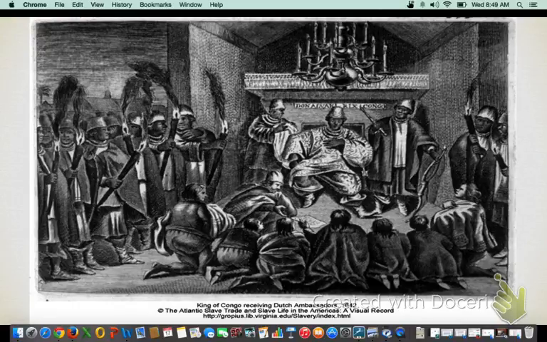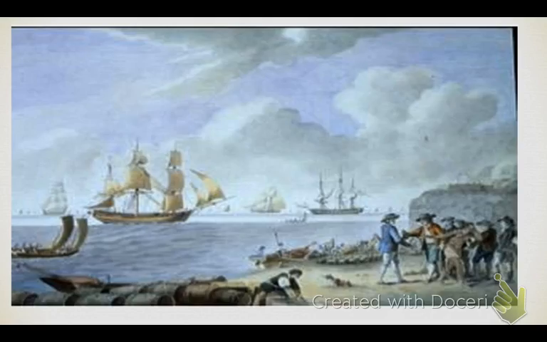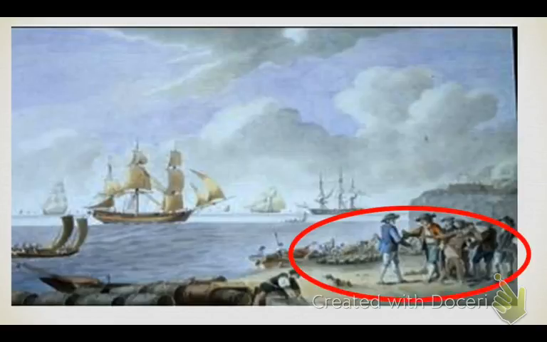And this is where the pendulum's kind of going. On this next one, this is a European painting, a different painting than the previous one, and it shows Europeans onshore and moving slaves out.